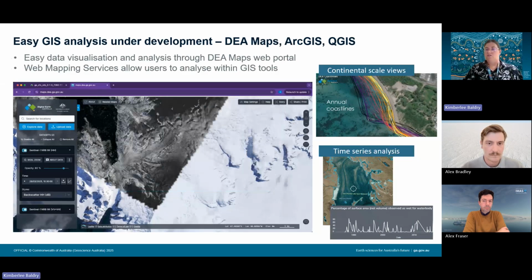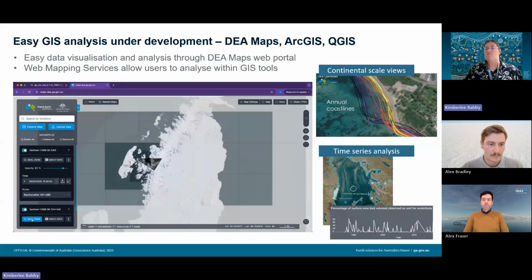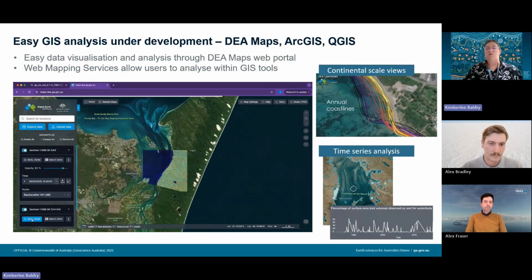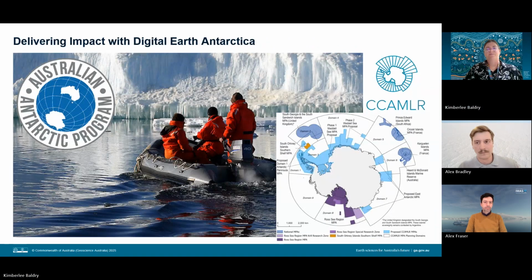This will allow users like policymakers and analysts, who often have minimal technical skills, to use our data in their day-to-day workflows. By doing all of this, Digital Earth Antarctica will deliver impact through the Australian and Antarctic program, which will then flow on into international treaties and initiatives like CCAMLR.